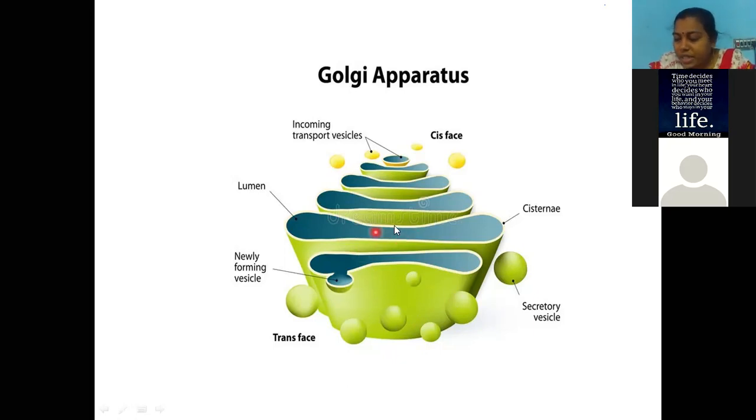So it is frequently surrounded by the vesicles which are discharged from the cisternae. See, small balls are there, no? These are the vesicles, students. So these are time to time discharged from this cisternae. So this is the Golgi apparatus structure.